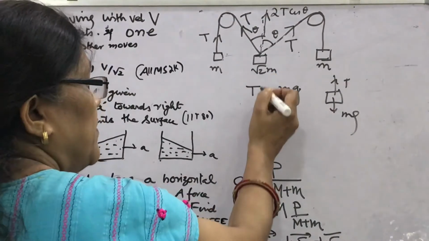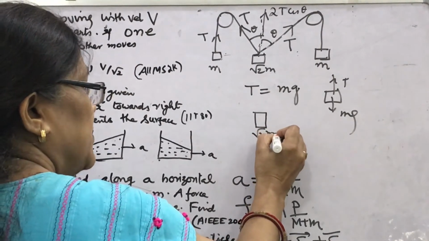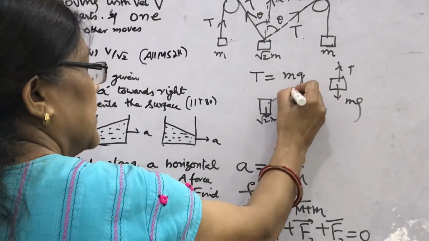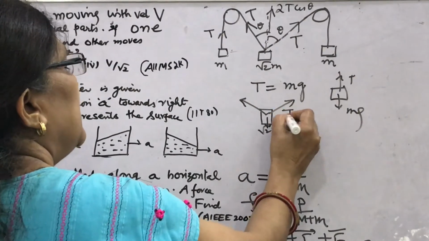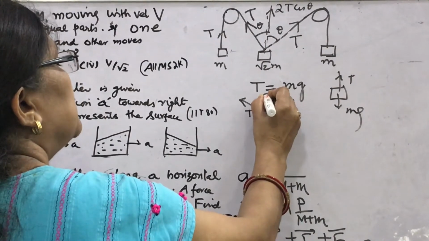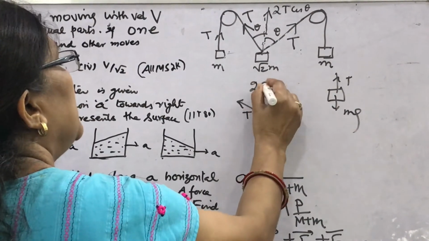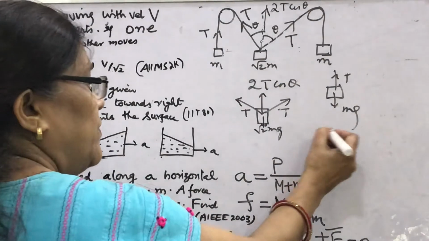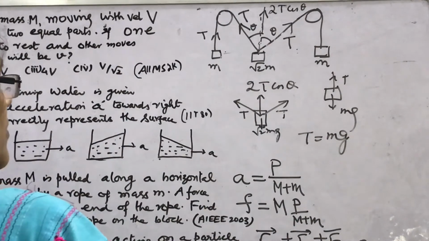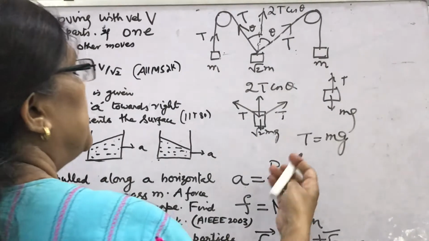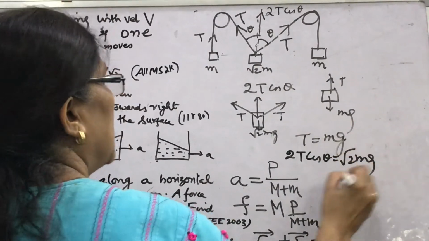What will be the free body diagram for this part? You will find here that root 2 mg will be the weight downward, and both tensions T give 2T cos theta. I am writing here 2T cos theta. So what will you write here? T equal to mg, and 2T cos theta equal to root 2 mg. So 2T cos theta equal to root 2 mg.